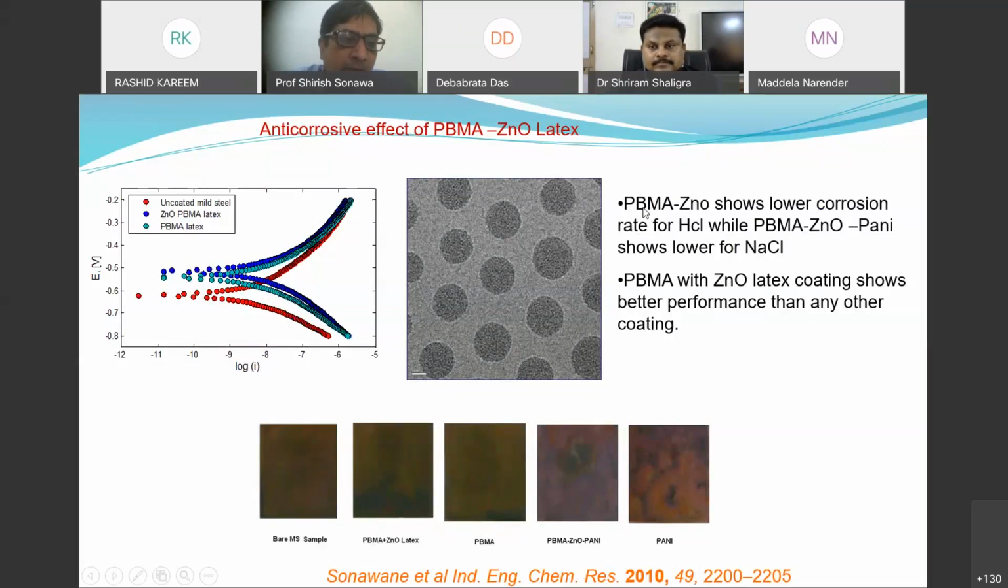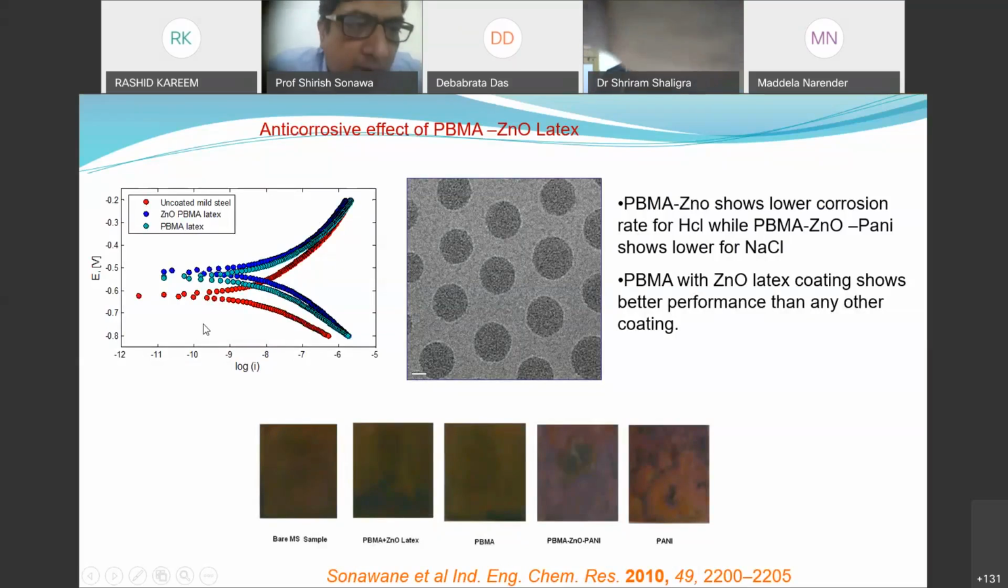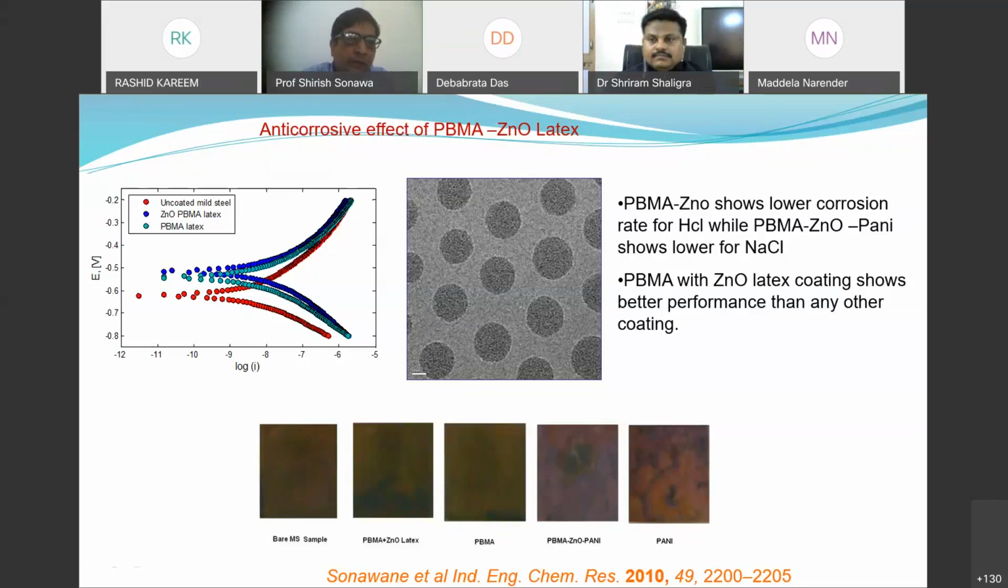inhibition methodology. On the left-hand side you can see the Tafel plot for the individual latex, uncoated mild steel, and the zinc oxide and polybutyl methacrylate coating. Basically, E-corr is reduced using this latex formation. So this is the second application I'm telling you about, and how we can utilize it. Even compared to the earlier butyl methacrylate latex, you can see it is almost uniform in polymer size.